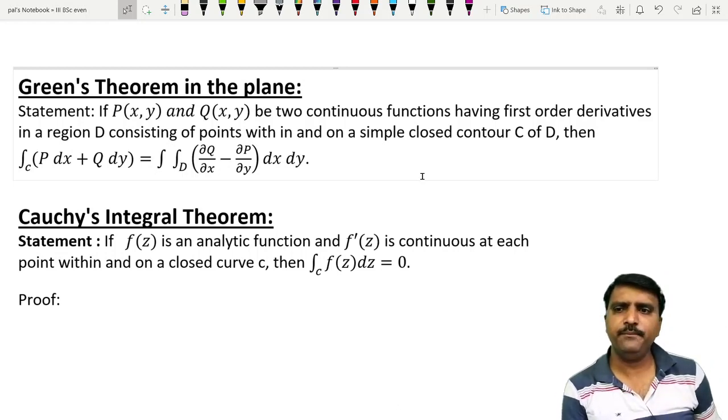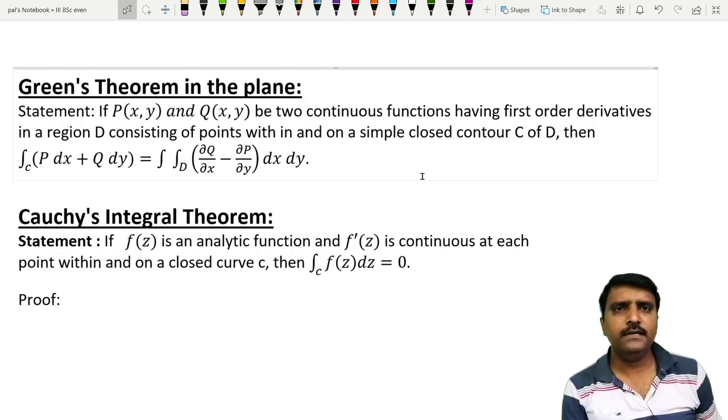Green's theorem in the plane states that if P and Q are two continuous functions having first order derivatives in a region D, so they are differentiable in the region D, consisting of points within and on a simple closed contour C. So the points are in the closed contour C of the domain D.